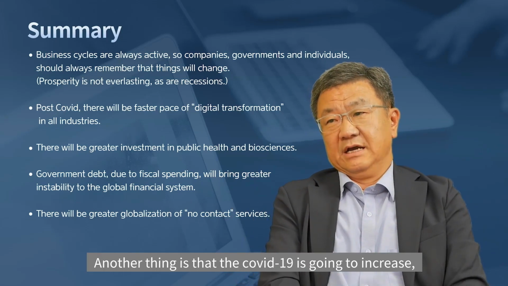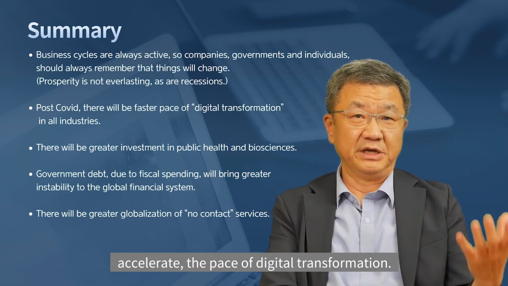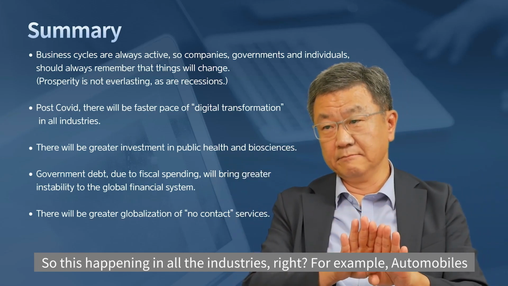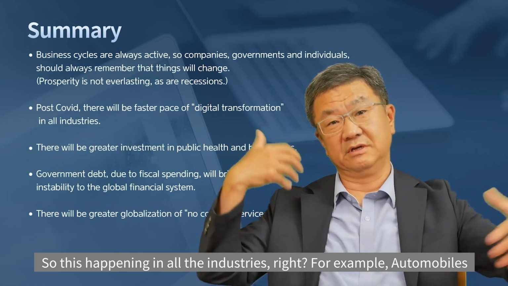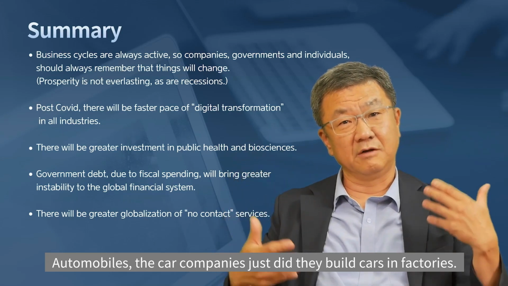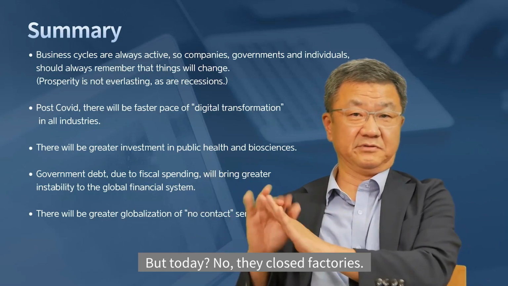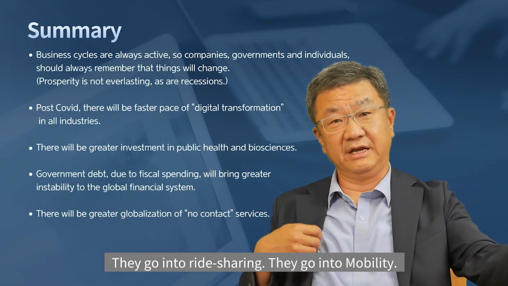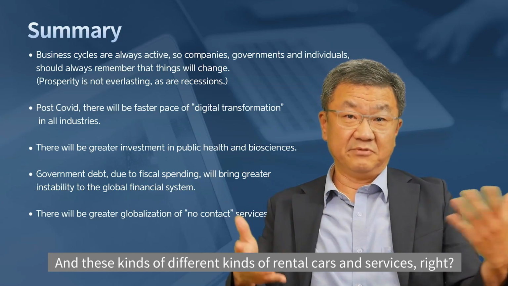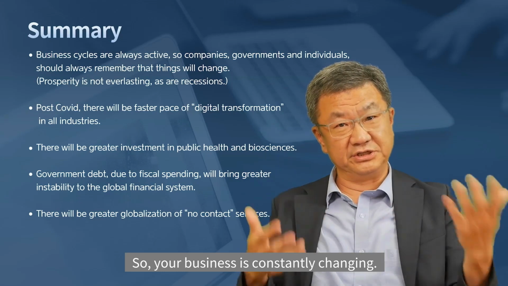Another thing is that COVID is going to accelerate the pace of digital transformation. People don't want to meet face to face. They want what's called untact business. So this is happening in all the industries, right? For example, automobiles. What happened? The car companies build cars in factories, but today, no. They close factories, they go into ride sharing, they go into mobility, and different kinds of rental cars and services, right? So your business is constantly changing.